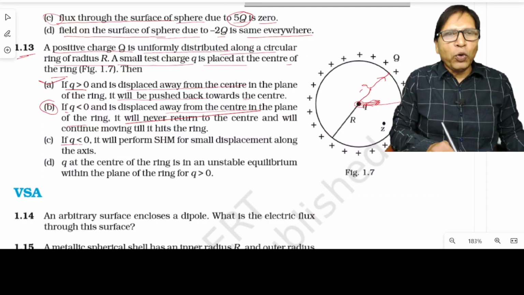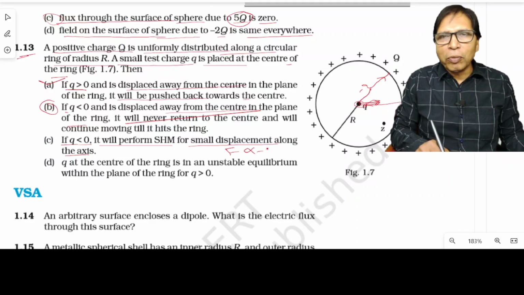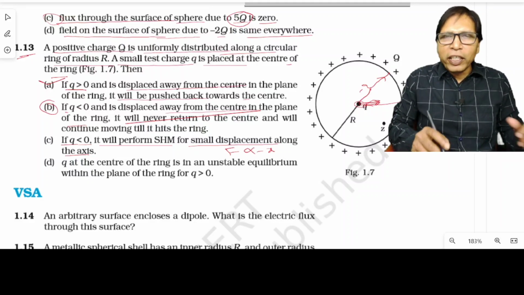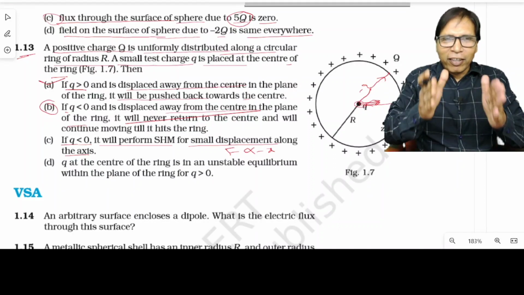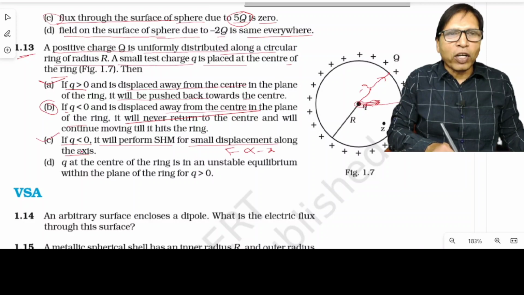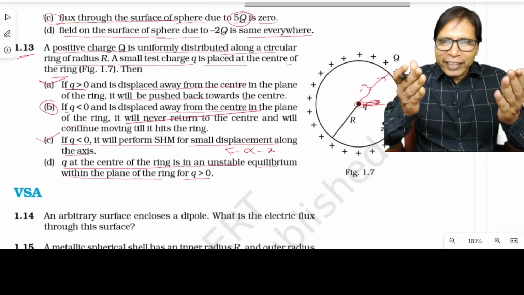If q less than 0, that is negative charge, it will perform SHM for small displacement along the axis. Yes, here the force is directly proportional to minus x, so it executes SHM along the axis of the ring. Okay, so C is also correct. If the charge q at the center of the ring is in unstable equilibrium within the plane of the ring for q greater than 0. No, no. It becomes a stable equilibrium.